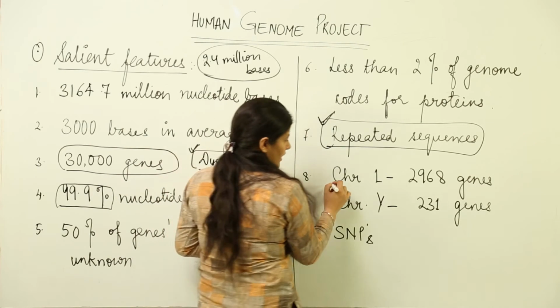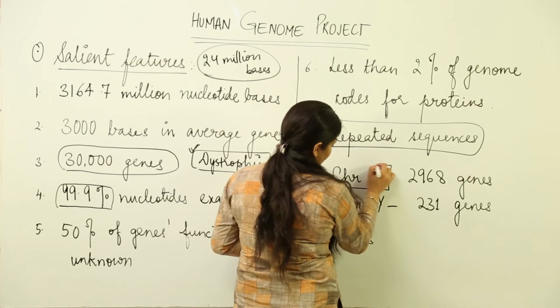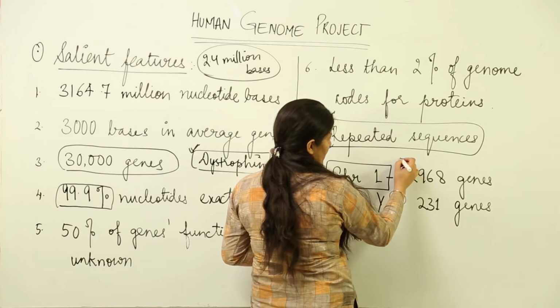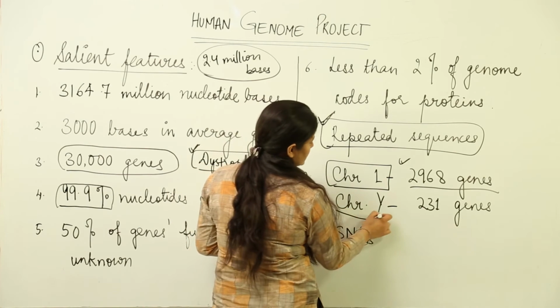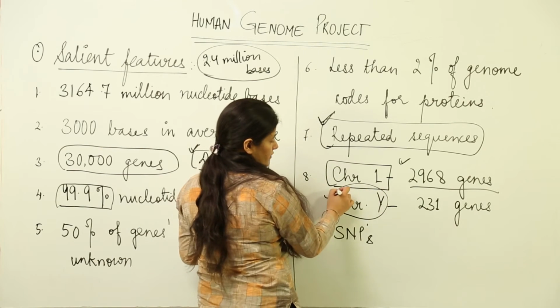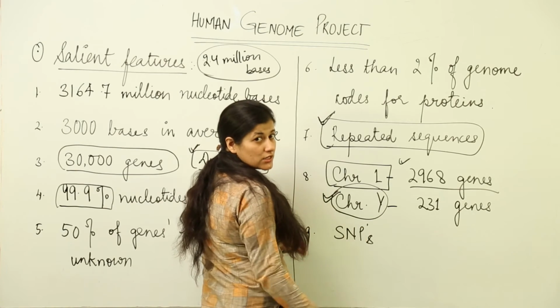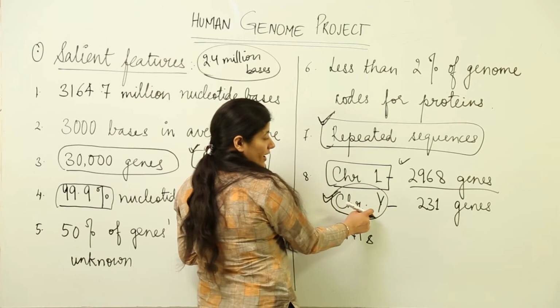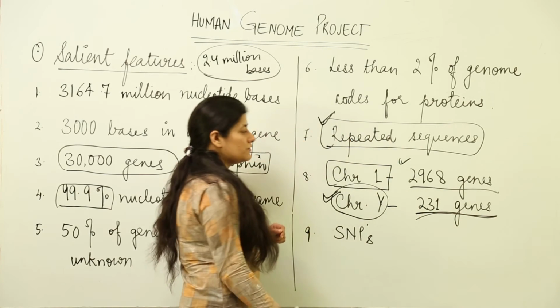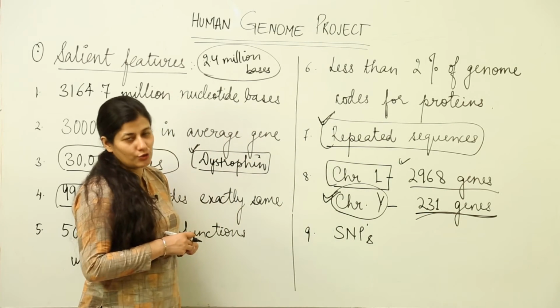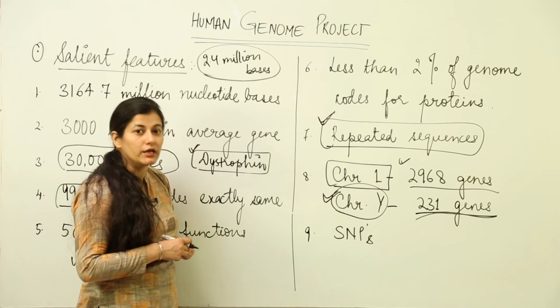One more point is that chromosome number 1 has the highest number of genes, as many as 3000 genes, and chromosome Y has the lowest number. Chromosome Y, which is found in males along with one X, has 231 genes on it, which are responsible for giving the human being the characteristics of a male.